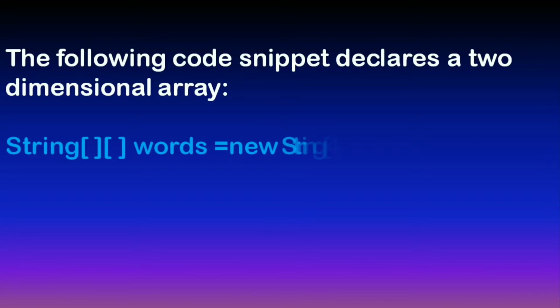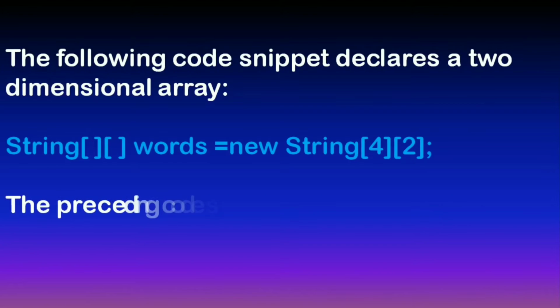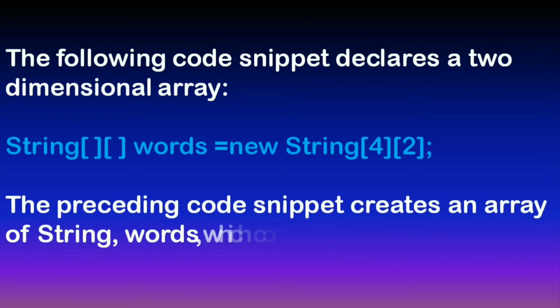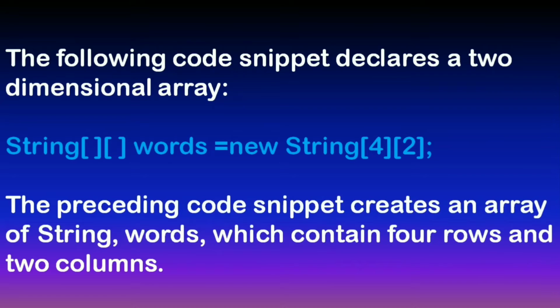The following code snippet declares a two-dimensional array. String bracket bracket words equals new String, 4 rows, 2 columns. The preceding code snippet creates an array of strings, words, which contains 4 rows and 2 columns.